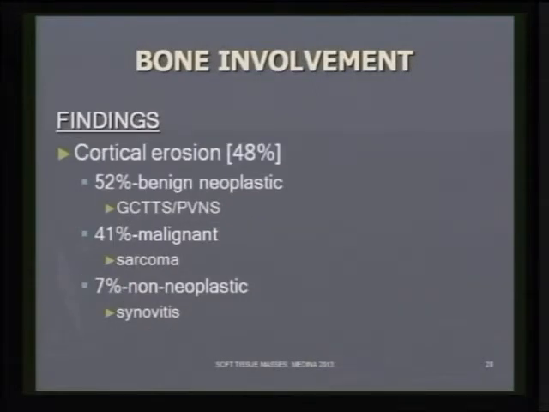Cortical erosion is the commonest type of bone erosion, and we see it commonly in the fingers and toes with giant cell tumor of tendon sheath. When you see cortical erosion in a major bone, though, we do have to think of sarcoma. But again, we can see cortical erosion around joints in non-neoplastic conditions such as chronic synovitis.